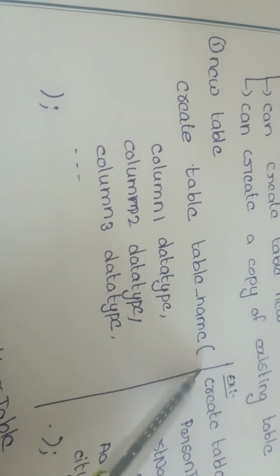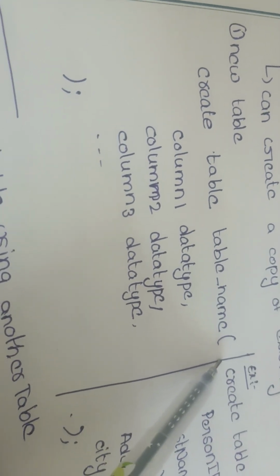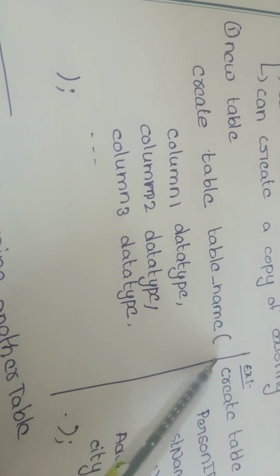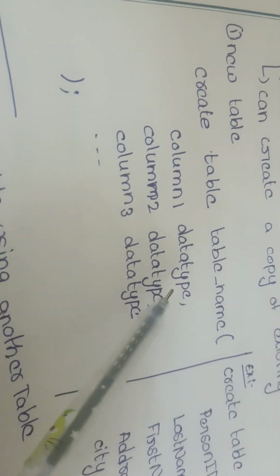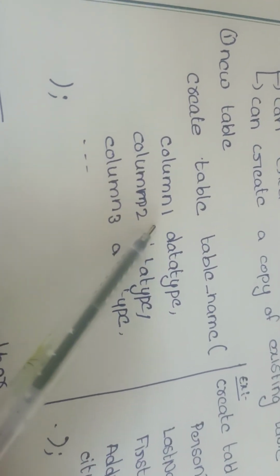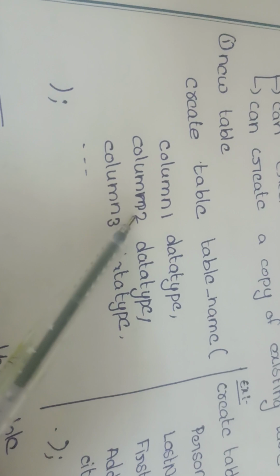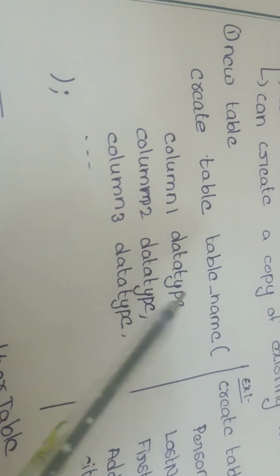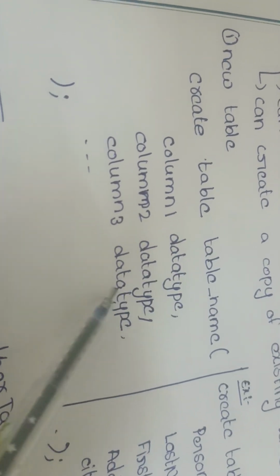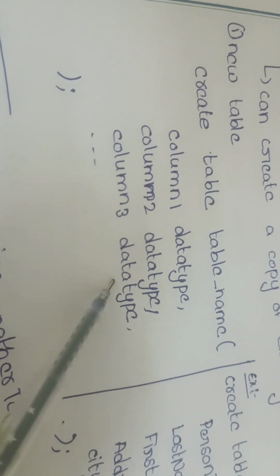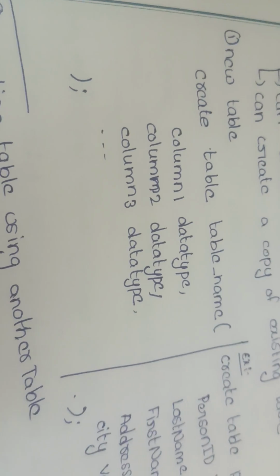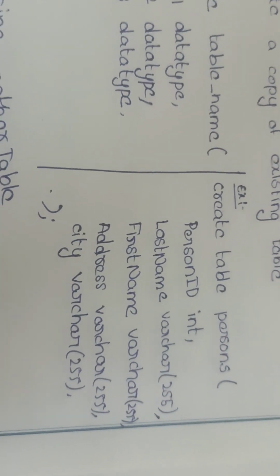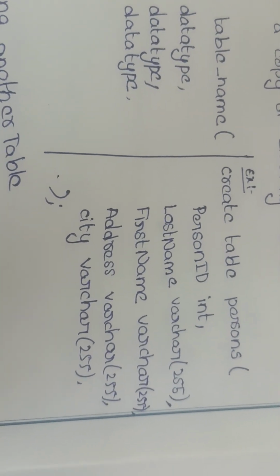table name. And we know that a table has columns, so we can mention column names here: column 1, column 2, column 3, and the data type of each column we want to give. That's it. And let us see the example of creating a new table.